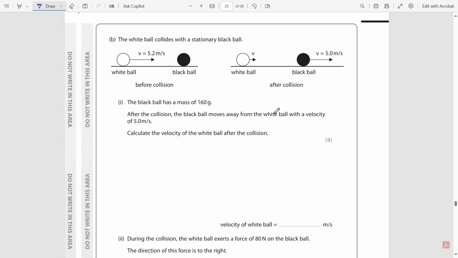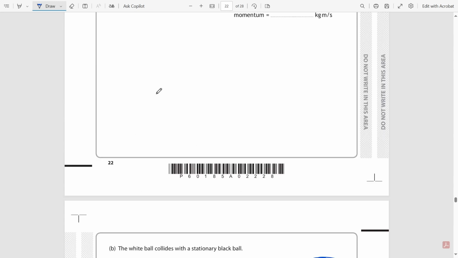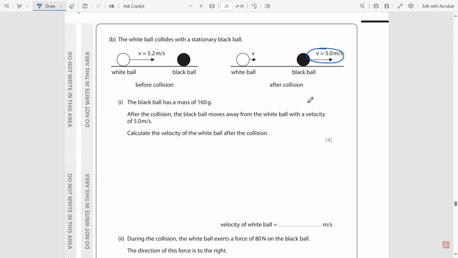Okay, guys. So conservation of momentum. So how to do this? We have the momentum of our white ball, but now we need the momentum of our black ball. So what momentum do we have with the black ball? P equals 5 times 0.16. 5 times 0.16 equals 0.8. That's a nice clean number.